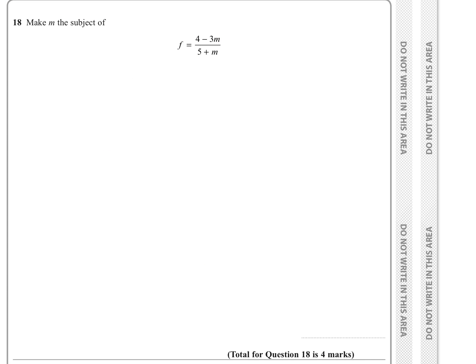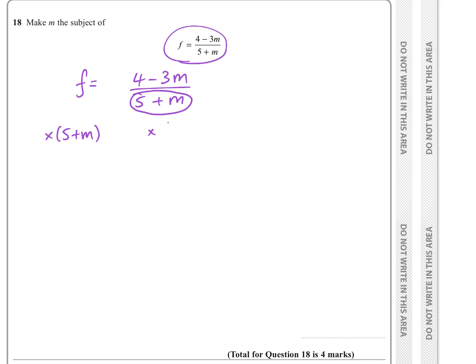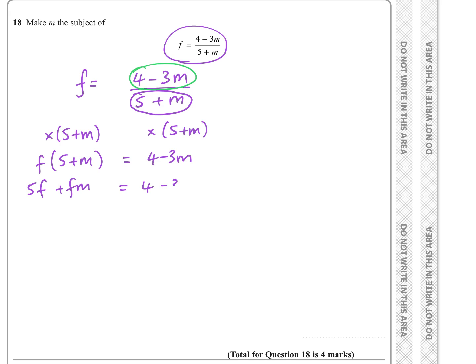Question 18. Here we've got to make m the subject of this formula here. So we have f is 4 minus 3m all over 5 plus m. So let's get rid of this horrible denominator here by timesing both sides by it. So if we times both sides by 5 plus m, then we'll have f lots of 5 plus m equals, well, we'll just have the numerator left here. Then we'll expand this out here, so we'll have 5f plus fm equals 4 minus 3m.